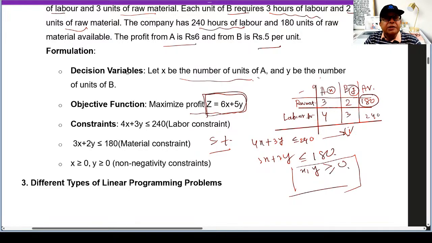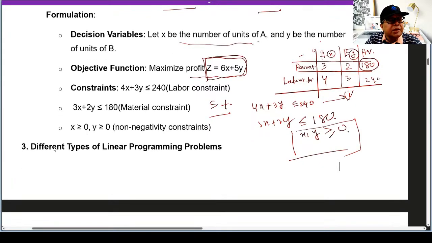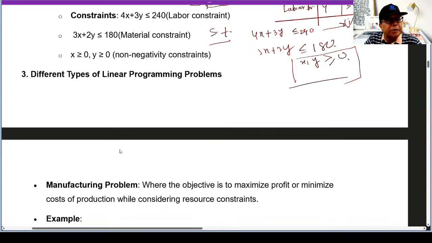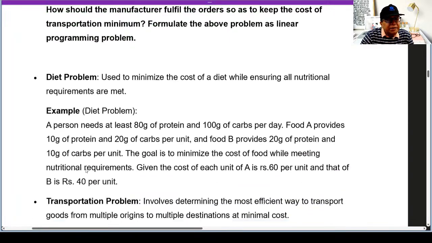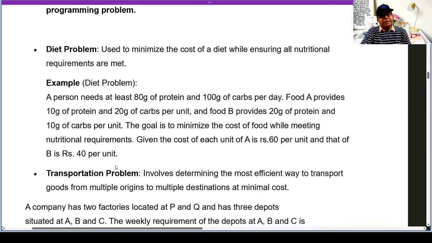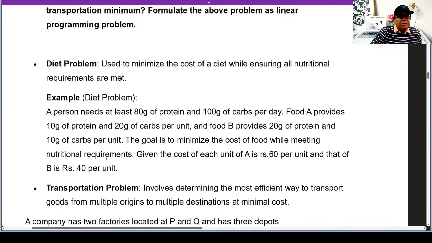Now, this you can form. We'll solve examples. I have shared with you already. Then different types of linear programming problem. You can apply linear programming in many fields in our daily life. And then, question is, why should I use mathematics in our daily life? Because if you use linear programming, you can solve a manufacturing problem easily. You can solve a diet problem easily. You can solve a transportation problem easily. Mainly these 3 types I will be discussing with you.